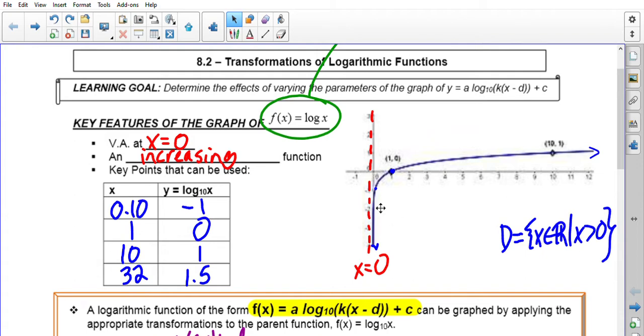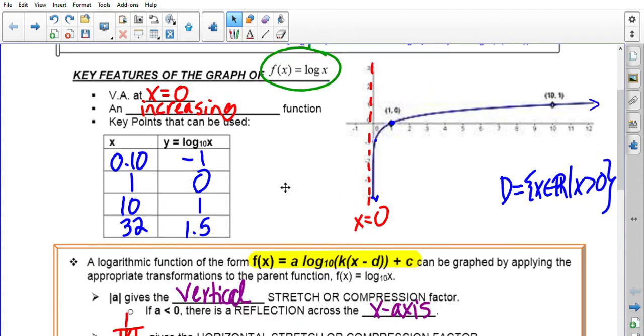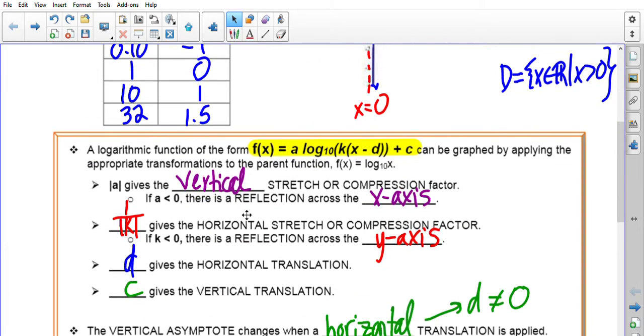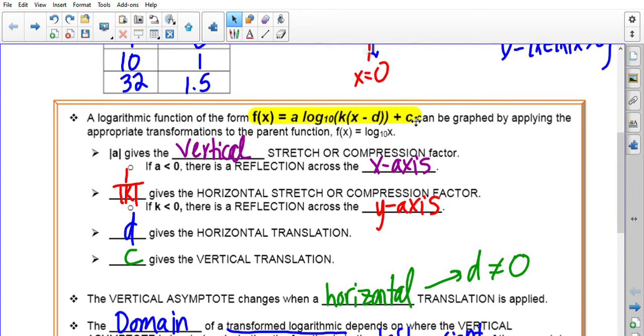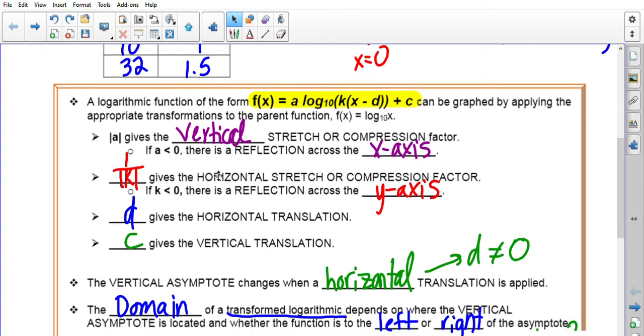And the range for all of them is y ∈ R. So when we transform a log function with a, k, d, and c, that's what the standard form is going to look like. k and d are inside the argument of log. That number 10 may be there or it may not, and then a and c are on the outside.